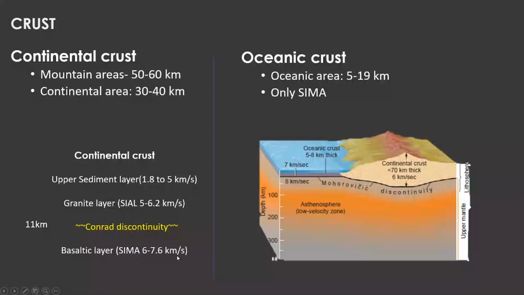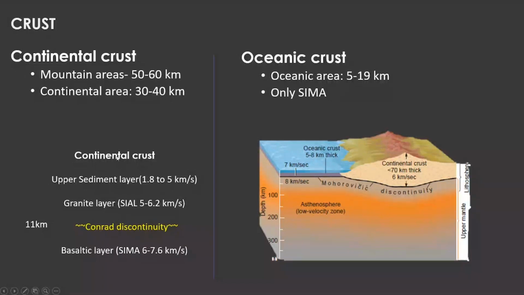This is the detail of our crust. The crust is divided into continental crust and oceanic crust, and the thickness of these layers is different in the oceanic and continental parts, and the composition of these layers is also different. In the case of continental crust, we have an upper sedimentary layer, a granite layer, and a basaltic layer, whereas in the case of oceanic crust, the granitic layer may be missing, and it is basically composed of a basaltic layer. So the chemical composition is represented by SIMA.